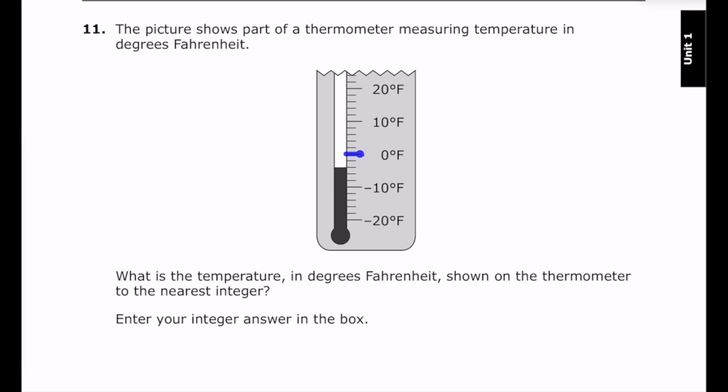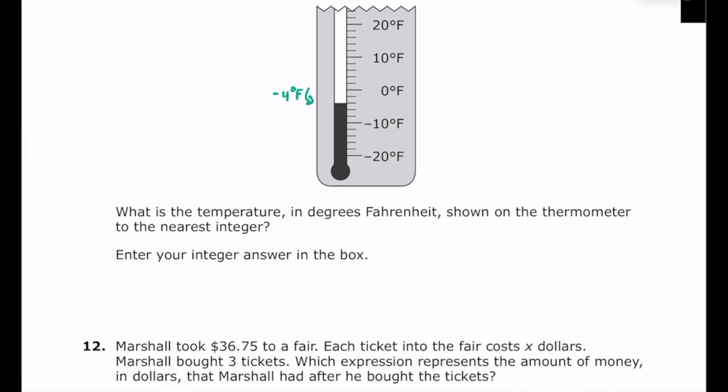So if this is 0, here's negative 2, this must be negative 4. So I'm just going to say that this distance here is going to be minus 4 degrees Fahrenheit, because it's 2 of those little tick marks here. So it says just show the integer. And so the integer here would just be negative 4. That would be the temperature. You don't have to put any units in there. If it says just enter the integer, just put the actual number there.